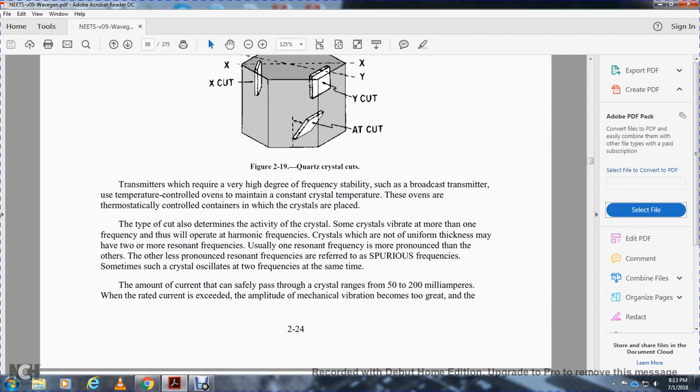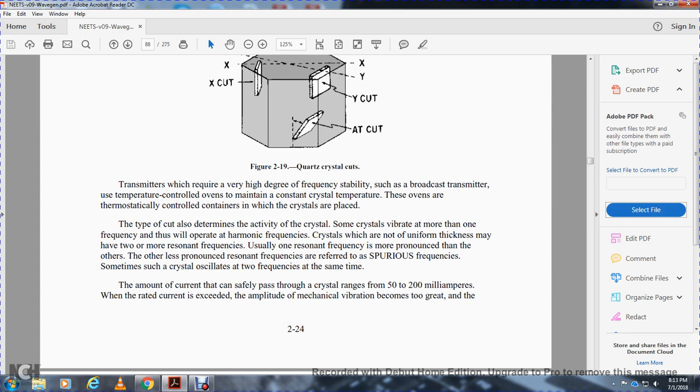The crystal vibrates at more than one frequency, and thus will operate at a harmonic frequency. Crystals which are not of uniform thickness may have two or more resonant frequencies. Usually one resonant frequency is produced that is more pronounced than the others. The other, less pronounced resonant frequency is referred to as a spurious frequency, sometimes with the crystal oscillating at two frequencies at the same time.